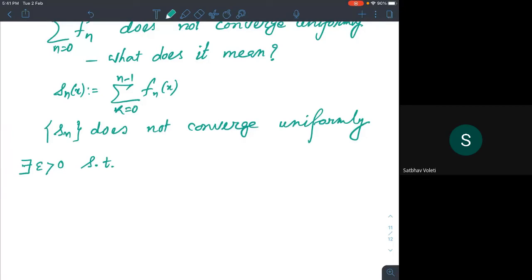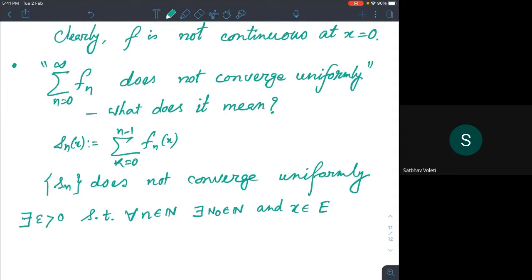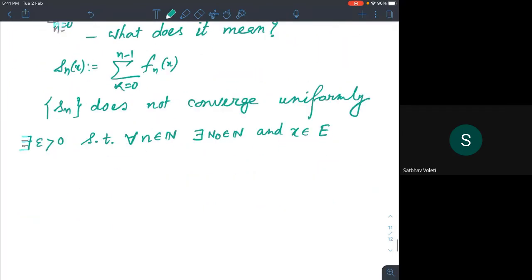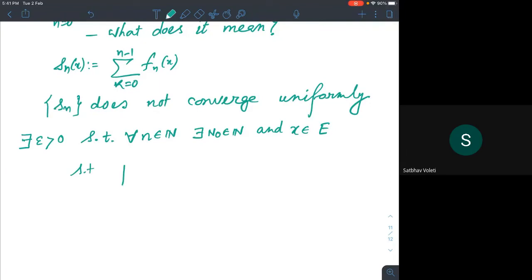For all natural numbers n, there exists a particular n naught belonging to the natural numbers, and x belonging to the domain, such that Sn of x minus the pointwise limit f, or any f for that matter, fn, capital N naught, of minus.